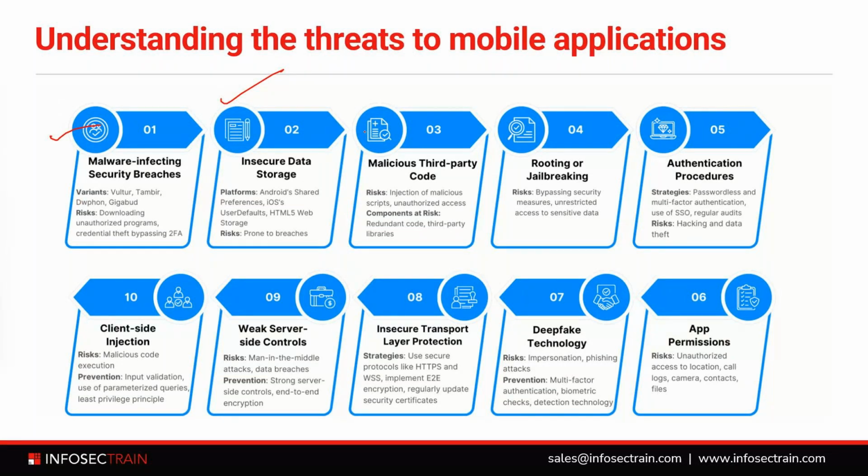Then malicious third-party code. Here, malicious third-party code means, let's say, you have an application installed in your mobile phone, right? That application has some updates. Now, me being an attacker, I'm releasing an update for that application, right?